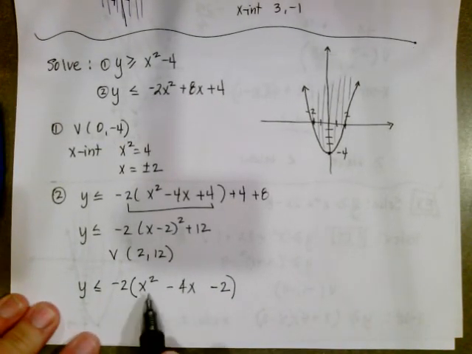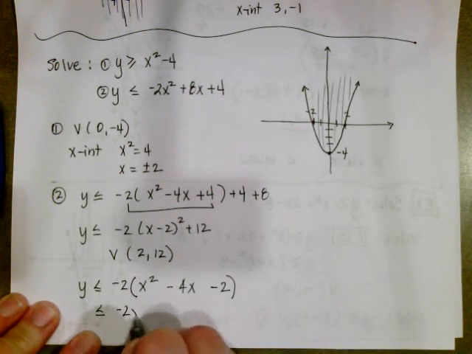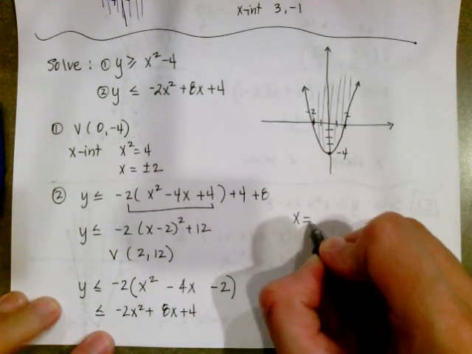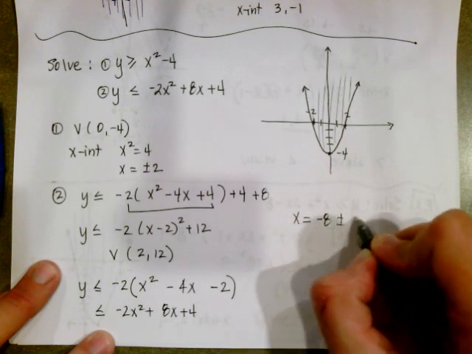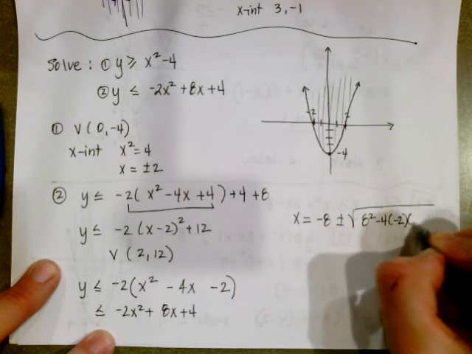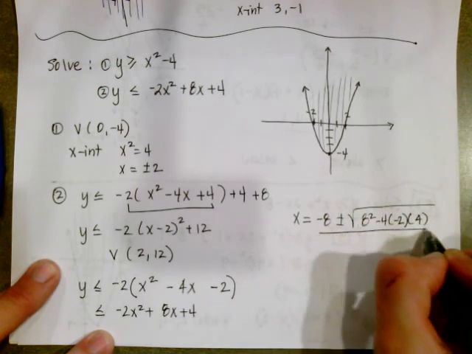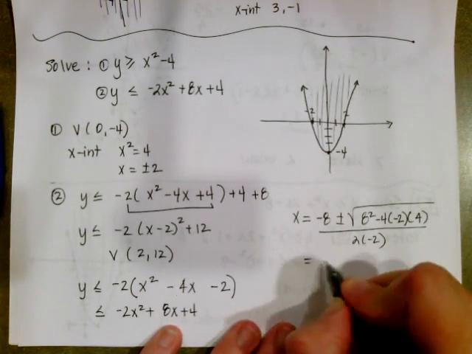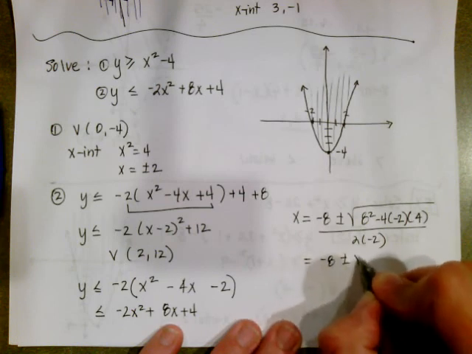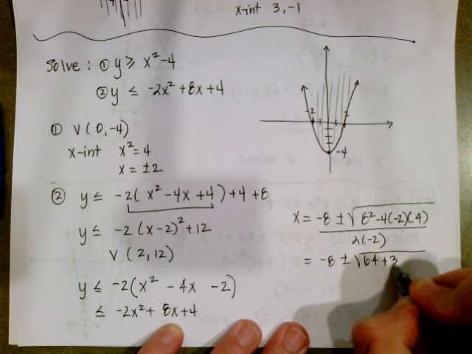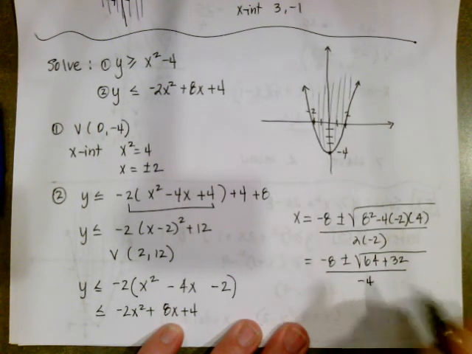So I'll do my quadratic formula to find my zeros, but I'm going to do that from negative 2x squared plus 8x plus 4. So my x is going to equal negative b plus or minus the square root of b squared minus 4ac, all over 2a. So if I simplify that math, I get negative 8 plus or minus the square root of 64 plus 32, over negative 4.